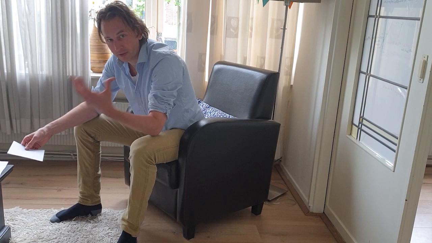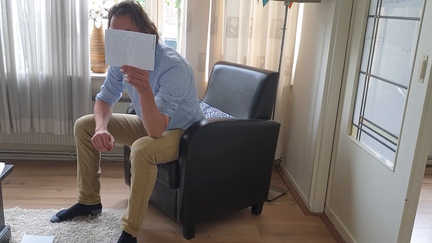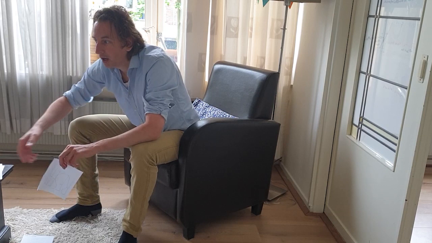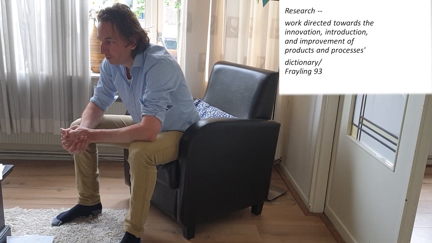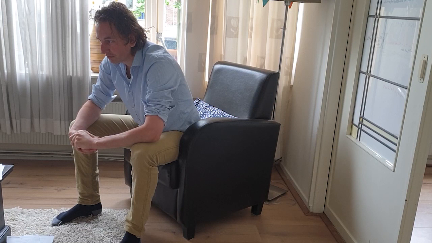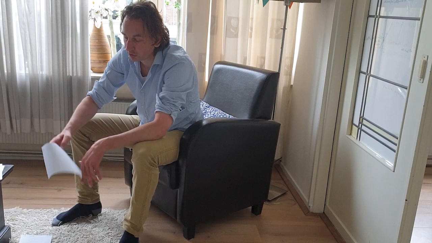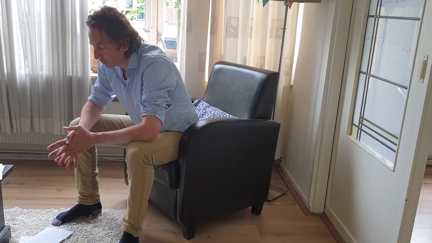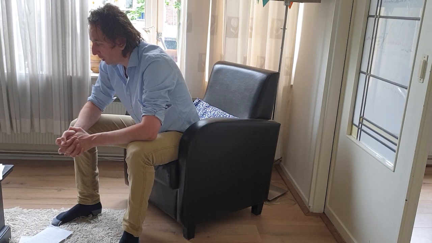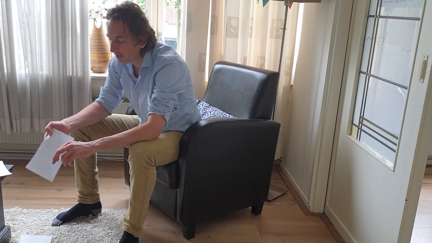However, there's also research with a big R, and the introduction is a bit later of this one. And here it's work directed towards the innovation, introduction, and improvement of products and processes. Examples would be more what you would know, the worlds of chemistry, architecture, physics, heavy industry, and also experiments in the social sciences. So research as a professional practice, research with a big R. And that means that we have two kinds of research, one with a big R and one with a small r. And we're talking about research through design. The interesting thing is that we're talking about mainly the one with big R.